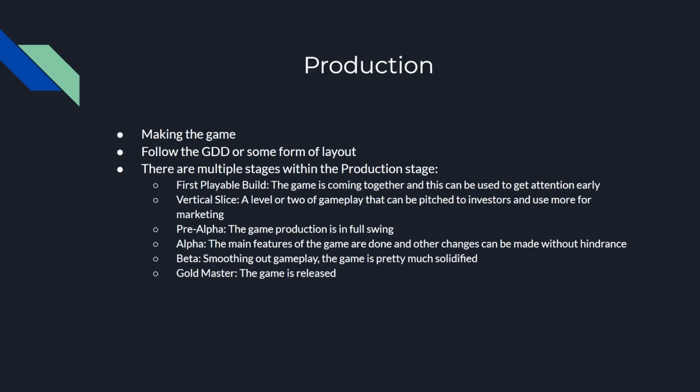The beta stage is smoothing out gameplay. This is where the game is pretty much solidified, you are very happy with it, and no real major changes should come after the beta stage, unless you get feedback from the alpha stage and you just preemptively moved into the beta stage and you have to make some changes. The final stage, and every game developer's dream, is the Gold Master. This is where everyone can enjoy your months, years, or days of hard work.